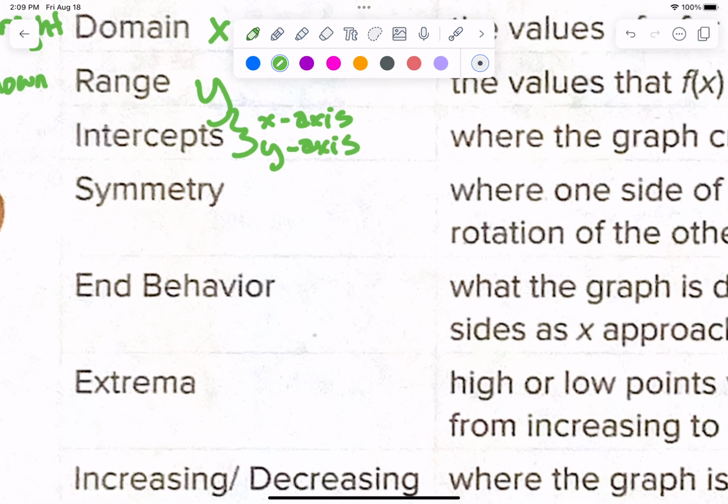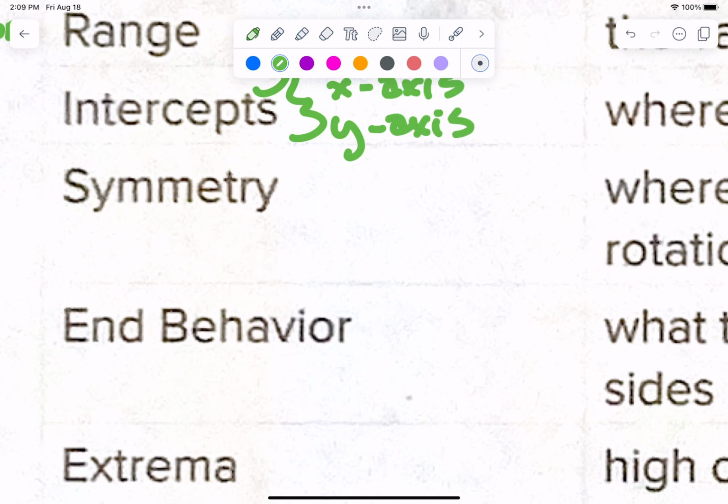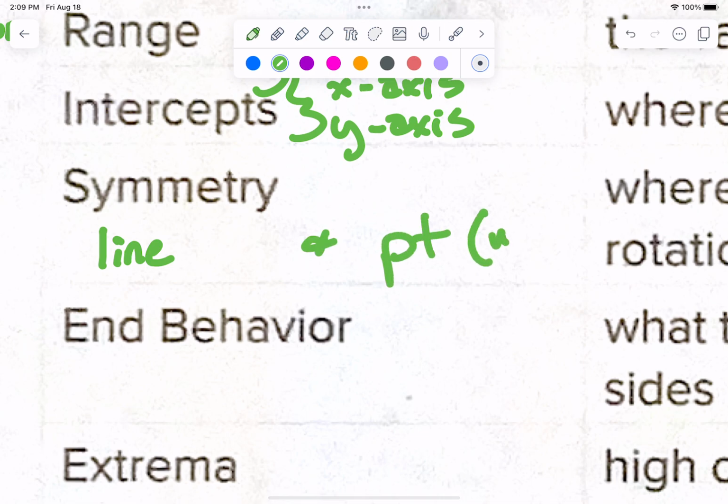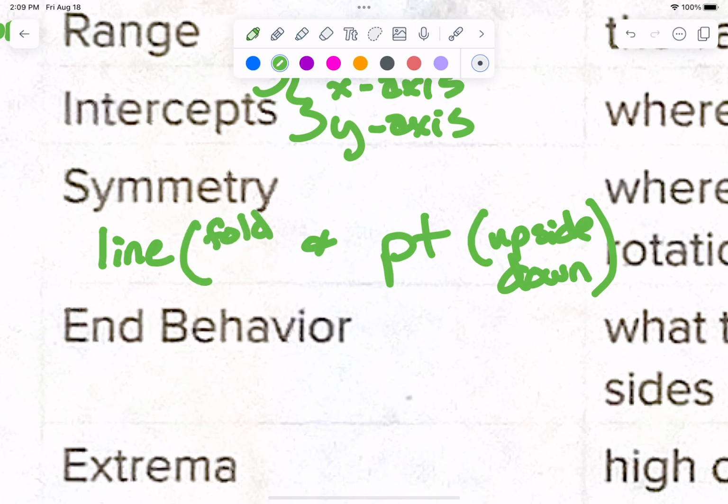Let's talk about symmetry, okay? The two types of symmetry were line symmetry and point symmetry. Line and point. For point, I'm going to say upside down, because that's what you do. You flip it upside down. Line symmetry is fold in half. You fold it in half for line symmetry. You flip it upside down for point symmetry. And you're looking to see if it's the same on either side, right? Line symmetry, point symmetry. Okay?